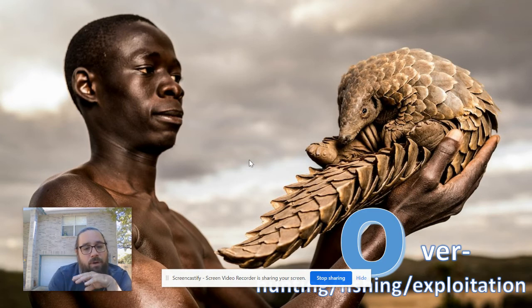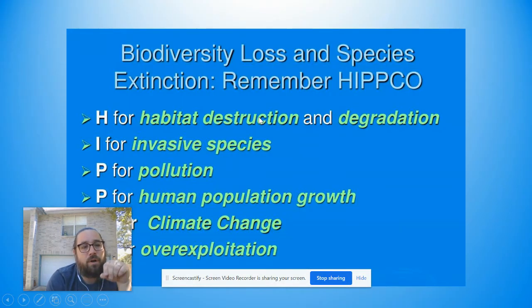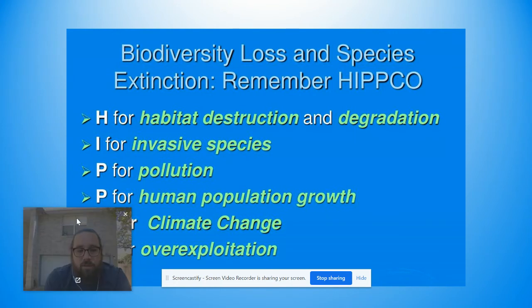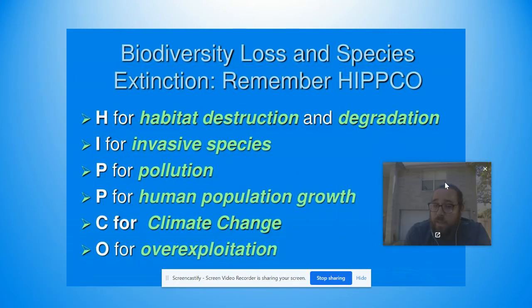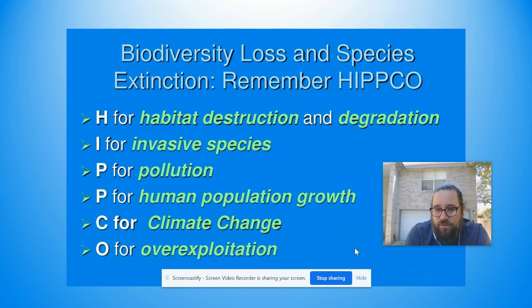So remember Hippco, and you will always remember the threats to biodiversity, the threats to species loss. Hippco, just remember it, and you'll do fine on those questions.